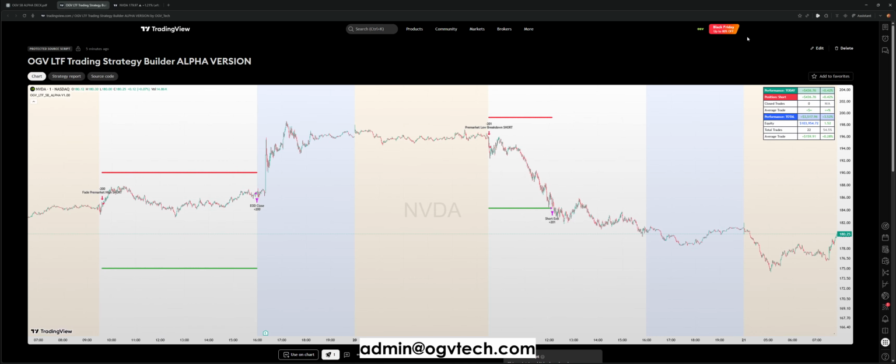I'm going to click on indicators. And when I go to favorites, I'll scroll down to OGV, and you should see OGV LTF Trading Strategy Builder Alpha version. When you click that, it's going to add it to the chart. And now you can see your indicator, OGV LTF SB Alpha V1.00 is now added to the chart. If we push updates, that version 1.00 might go up to 1.01 or 1.02, depending on when we do those updates.